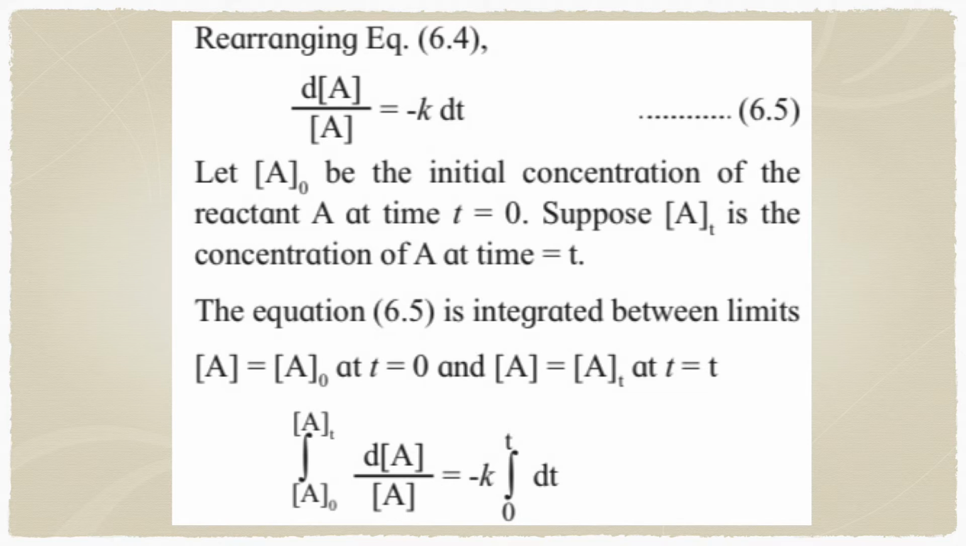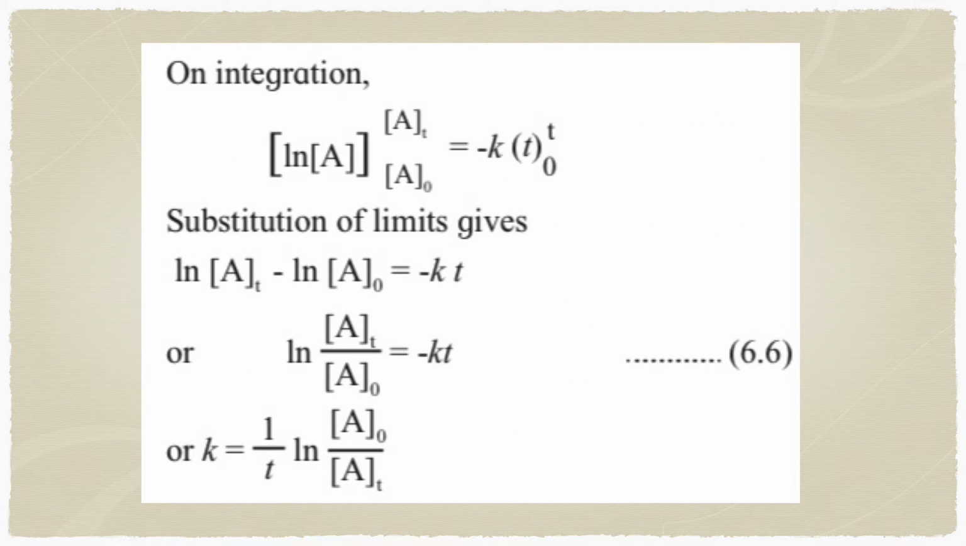So we integrate dA upon A within the limits A naught to A t, that is equal to minus K, which will come out as it is a constant, and integrating dt within the limits t is equal to 0 to t. When we integrate 1 upon x, it is nothing but ln x. Therefore on integrating we get ln A within the limits A naught to A t, that is equal to minus K t within the limits 0 to t.